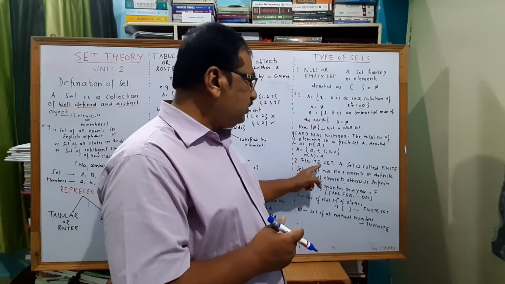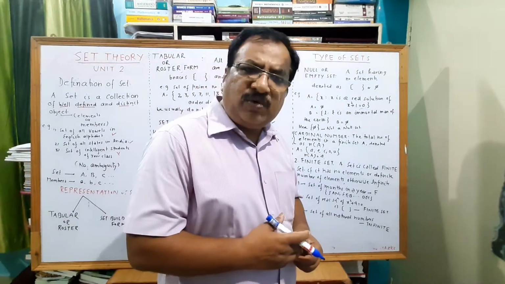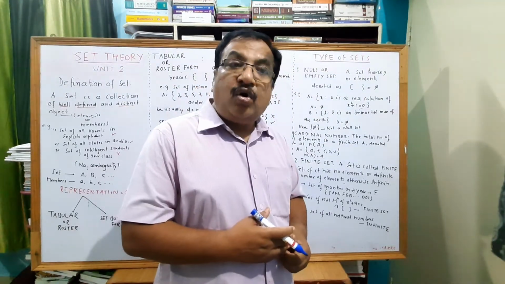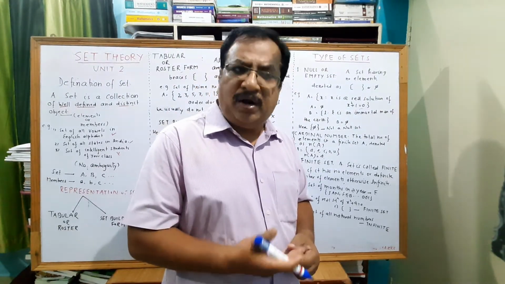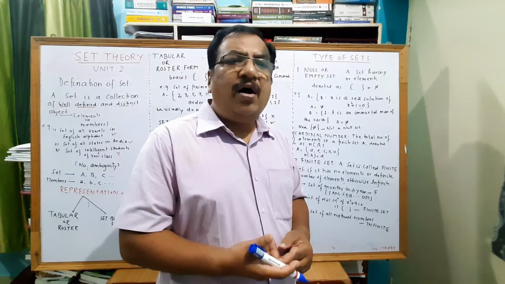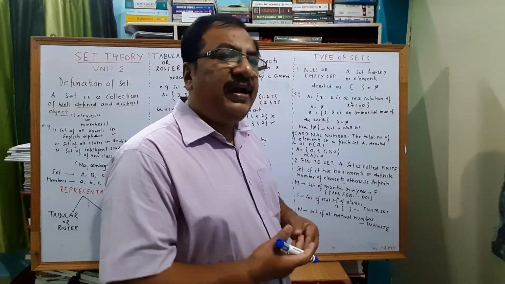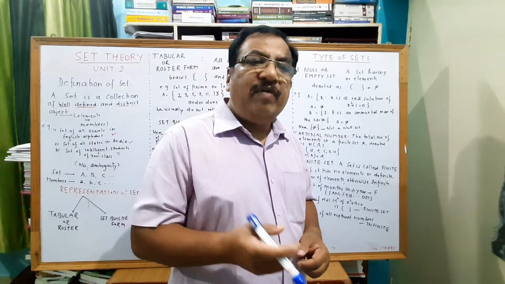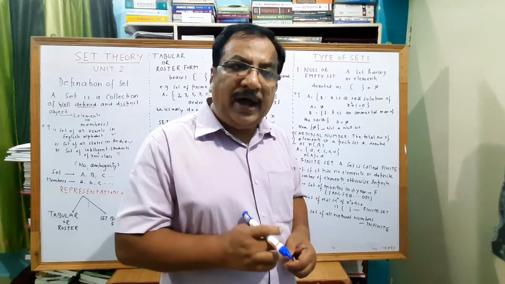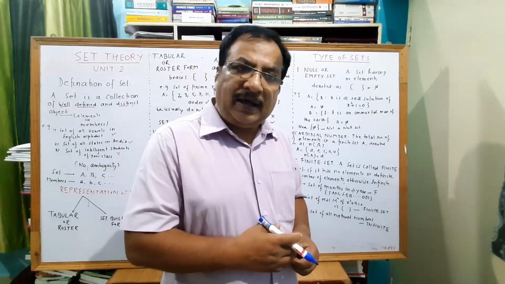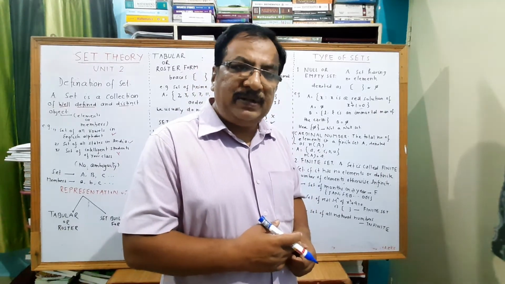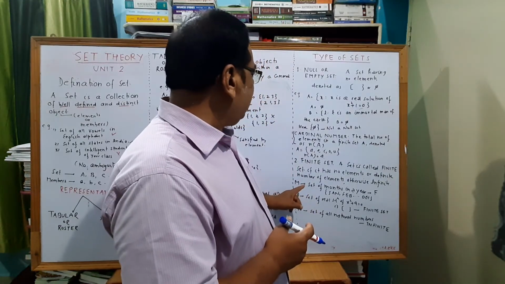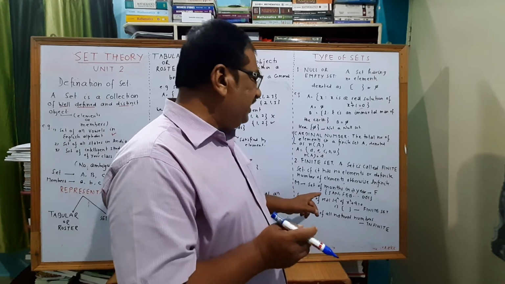Now, what is a finite set? A set is called finite if it has no elements, that is 0 elements, or a definite number of elements. What is the meaning of definite number of elements? Where counting comes to an end, children, that is called a definite number of elements. Otherwise it is infinite.